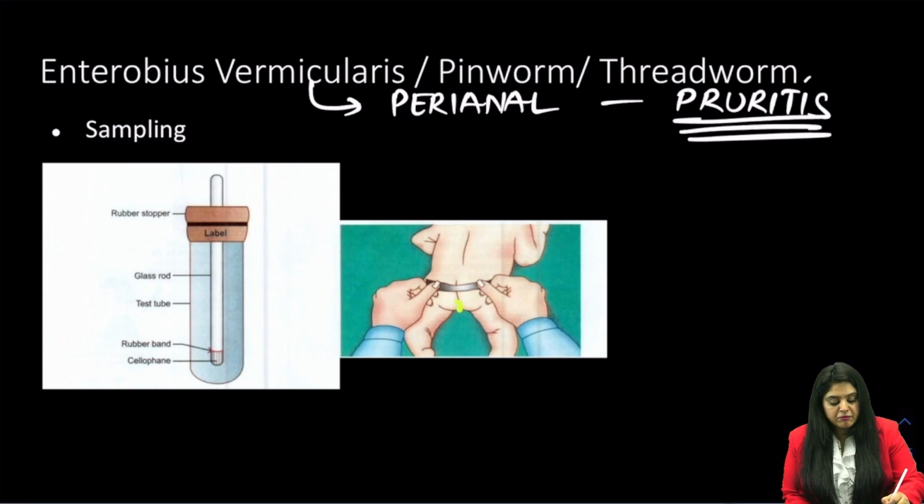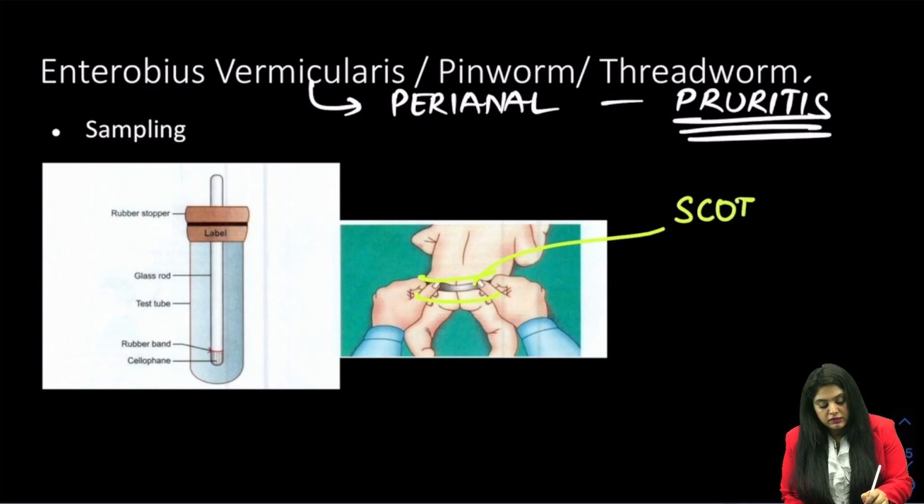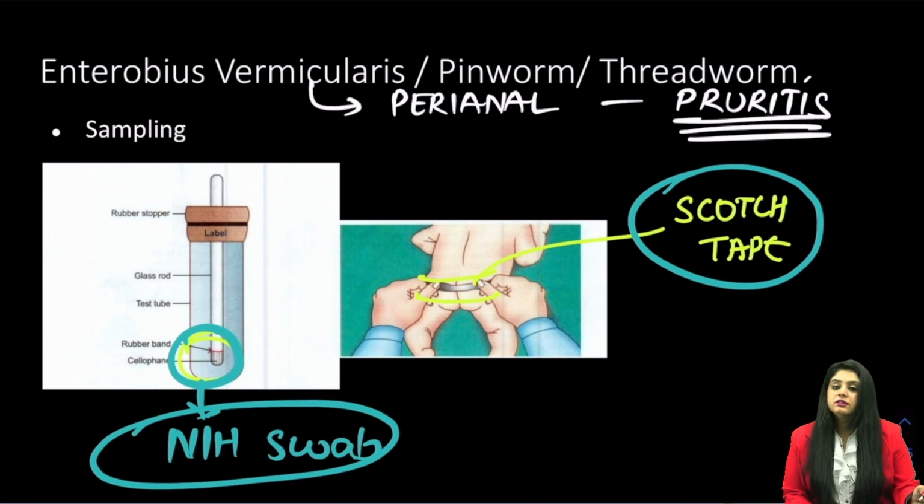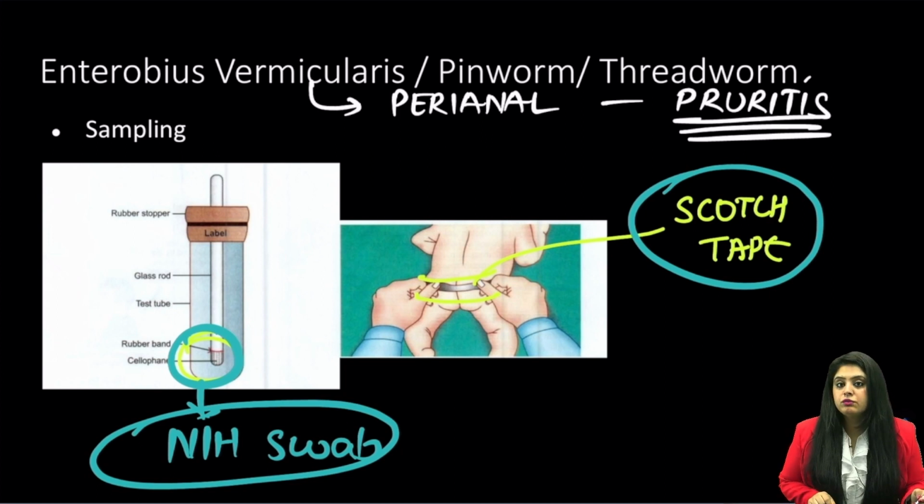How do I pick them up from this perianal region? If it's a child, you can stick a tape and pick it up. So what do you call this? You call it the Scotch tape method. If it's an adult, you can pick it up with the help of a swab, and the swab is referred to as the NIH swab. So either the Scotch tape method or the NIH swab method. That wraps up your nematode eggs also.